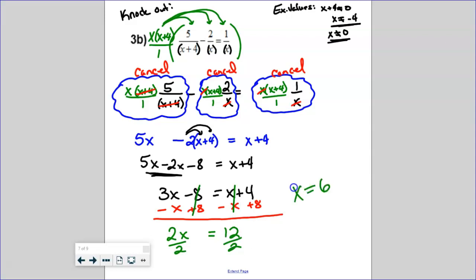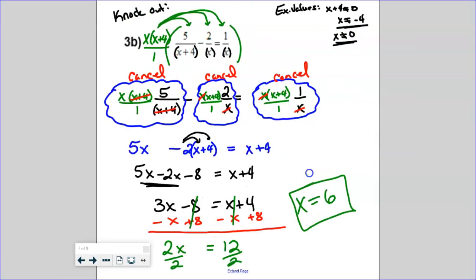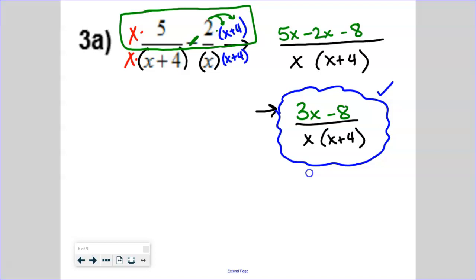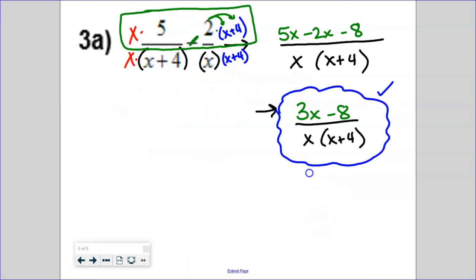And the only thing I got to be careful about before I circle and say I'm done is make sure it's not one of those excluded values. 6 is not in my list of excluded values, so 6 is my answer. Now, when I look at these problems side by side, man, all that complaining I did about 8.5, 8.6 is a whole lot more work, isn't it? So keep that in mind.